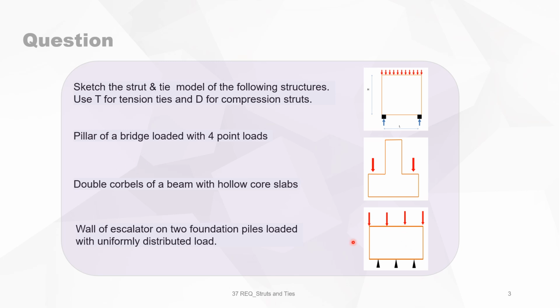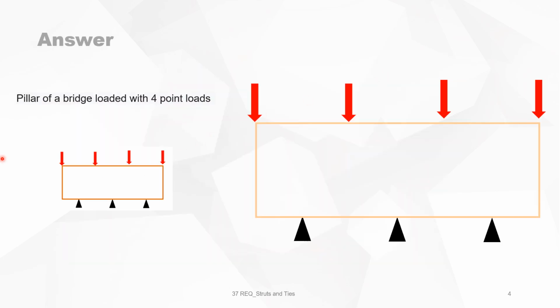First one, here at the bottom, it's the pillar of a bridge loaded with 4 point supports. The double corbel of a beam with hollow core slabs, so you have 2 line loads, and a wall of an escalator on 2 foundation piles loaded with a uniformly distributed load. Let's start with the pillar of a bridge loaded with 4 point loads.